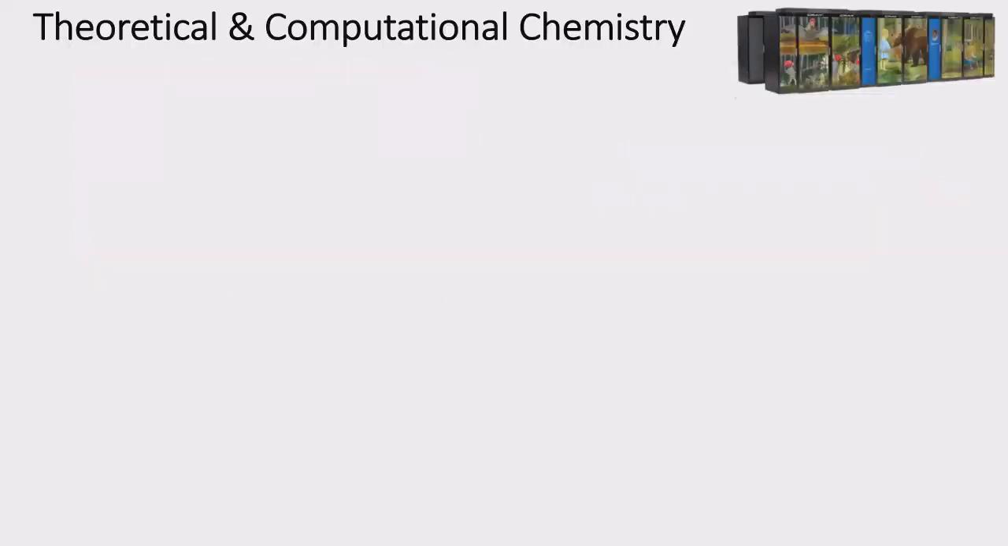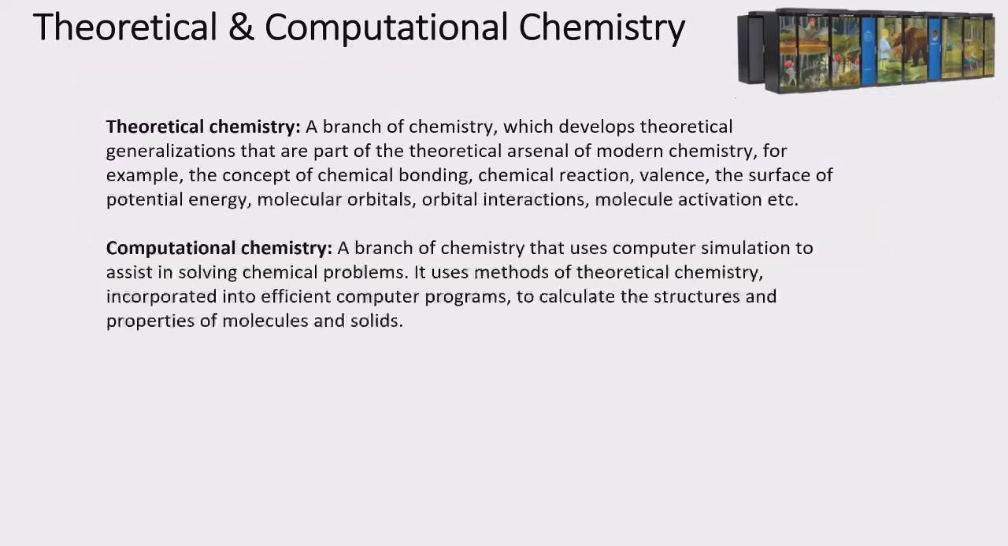So what is theoretical and computational chemistry? Theoretical chemistry is a branch of chemistry which develops theoretical generalizations that are part of the theoretical arsenal of modern chemistry. For example, we study chemical bonding, we study chemical reactions, we study how the energy of a molecule is connected to its conformation, which is called the potential energy surface, and also the electronic structure of molecules, which is connected to what we call orbitals of molecules, and so forth.